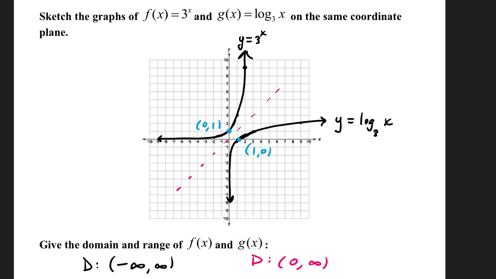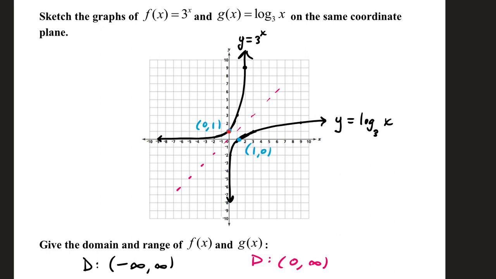The inverse, remember, it's a mirrored reflection across y equals x. We also know that intercepts change. A y-intercept on one function becomes the x-intercept of the other. Asymptotes, this one has a horizontal asymptote at y equals 0, so the inverse will have a vertical asymptote of x equals 0.